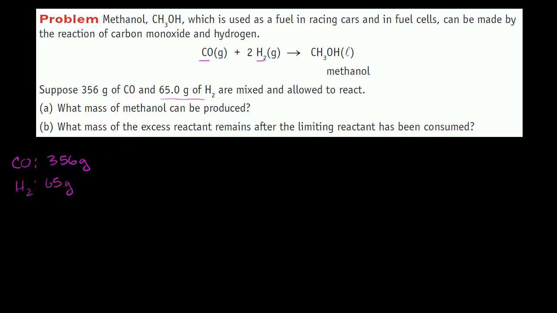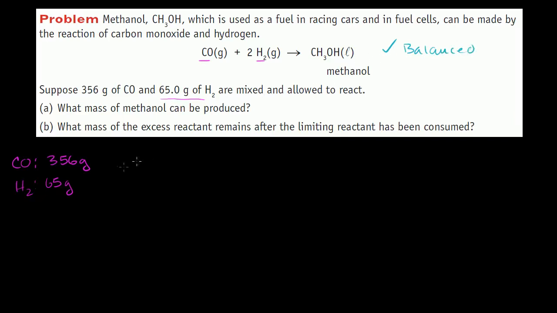And before we even do that, we should always check that our equation is actually balanced. So let's just check that. On the left-hand side of this equation, we have one carbon right there. On the right-hand side, we also have one carbon. So that looks good so far. On the left-hand side, we have one oxygen, and on the right-hand side, we have one oxygen. Looks good so far. Left-hand side, we have 4 hydrogens, 2 times 2. On the right-hand side, we have 4 hydrogens, 3 plus 1. So this is balanced, so we can proceed to try to figure out what the limiting reactant is.